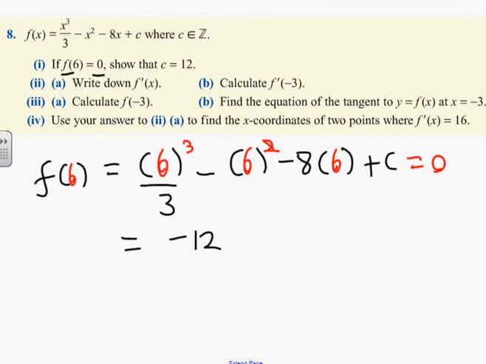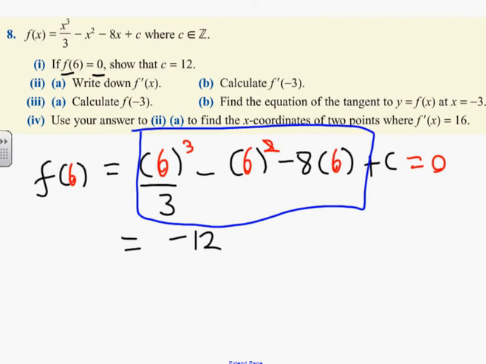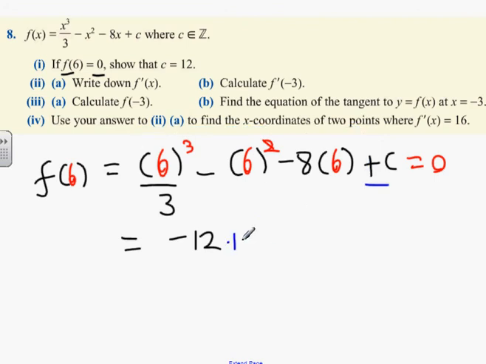What is the minus 12? Minus 12 is all of this part here, correct? Now, this minus 12 plus your C equals 0. So what does that mean about C? Look, I'm expecting everybody to be able to take care of A part 1. You should all get that, okay?